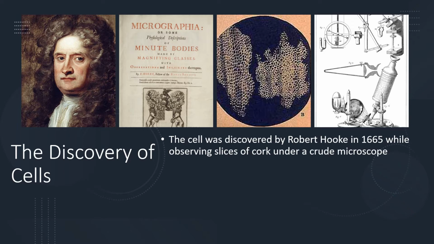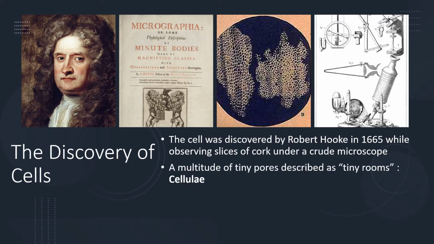So the first cell we think was discovered by Robert Hooke in 1665, and he was looking at cork, which is from a tree, and he looked at it under a very crude microscope. So he made something like a microscope, nothing like what we have today, but that would be able to increase the magnification slightly so he could see a little bit more of the fine detail of the cork under the slide. And what he saw were that there are these tiny little holes.